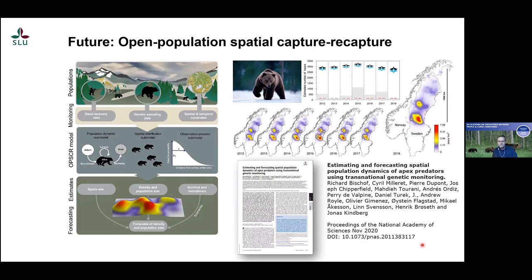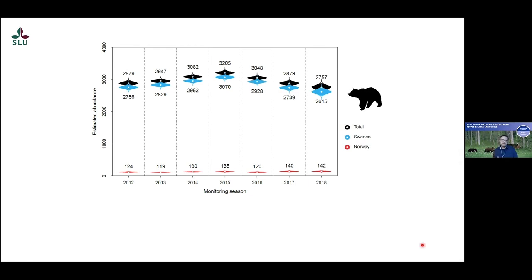This is a recent publication with all the data attached that can be looked into more detail, but from a management perspective, this is very useful that we actually can get densities for different areas. We have estimated the population backwards for this, and this is the Swedish and the Norwegian population and the total. And we can see that the estimates for 2017 is very close to the estimates that we did with a closed model. So it actually works quite well.